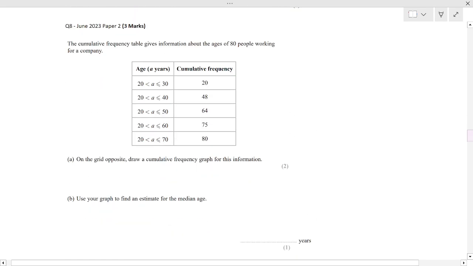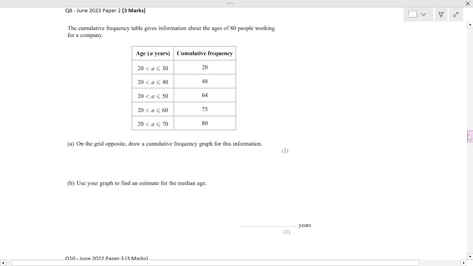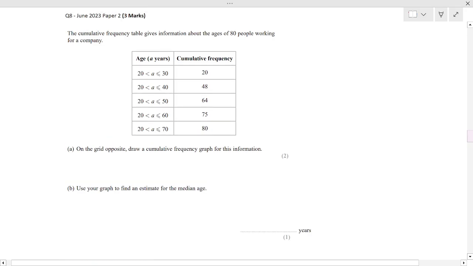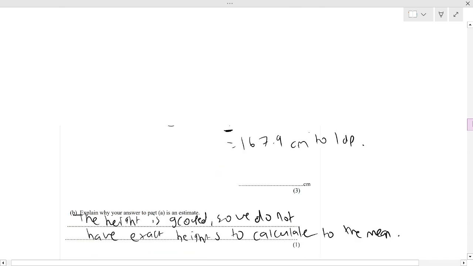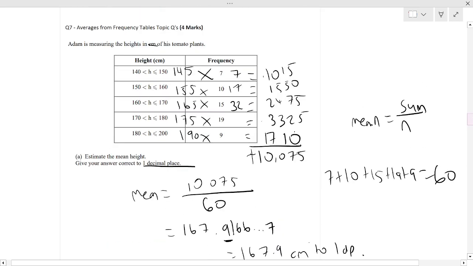We're talking of cumulative frequency. Now we're given the cumulative frequency. It says on the grid opposite, draw the cumulative frequency graph for the information. Firstly, this comes from just adding all of it together. For example, here the frequency is 7, then it'd be 17, then 32, like we just did, then this would be 51, and then that'd be 60.